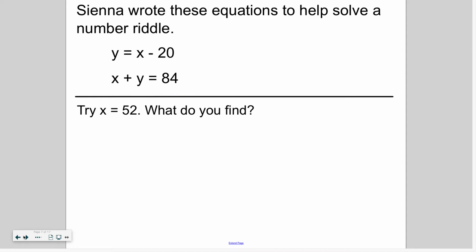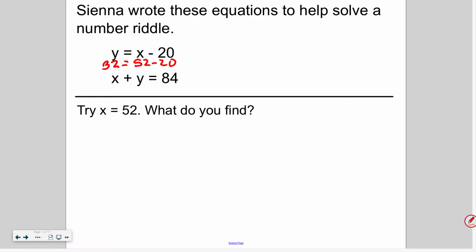Okay, so now let's try x is 52. So x is 52. 52 minus 20 is 32. 32. Alright. That's different. So we'll see if that works. How does it work in the bottom one? It works. How do you know it works?